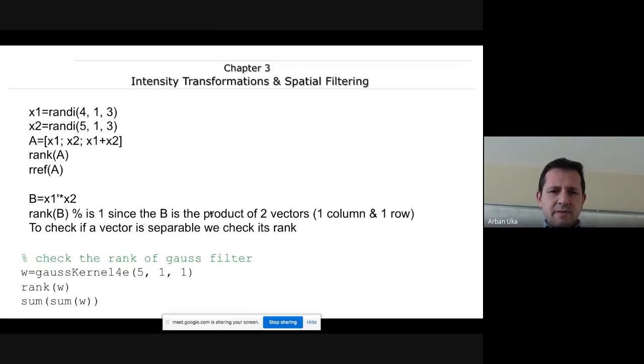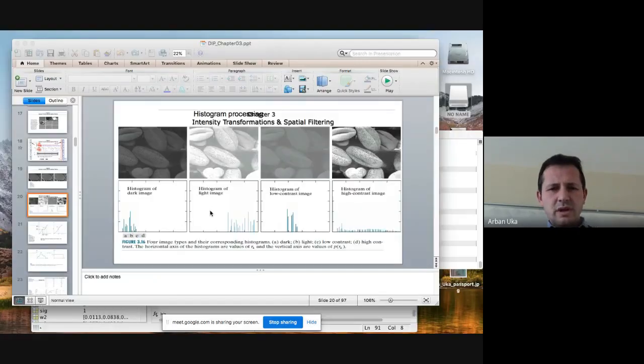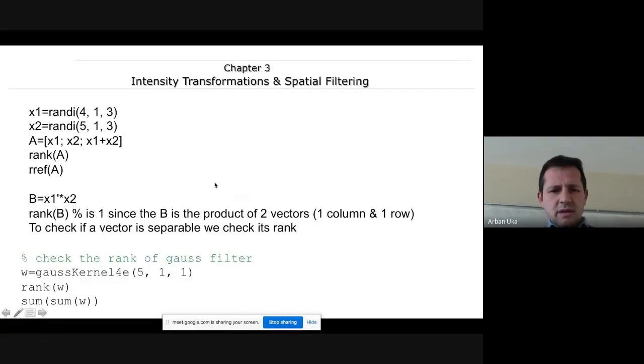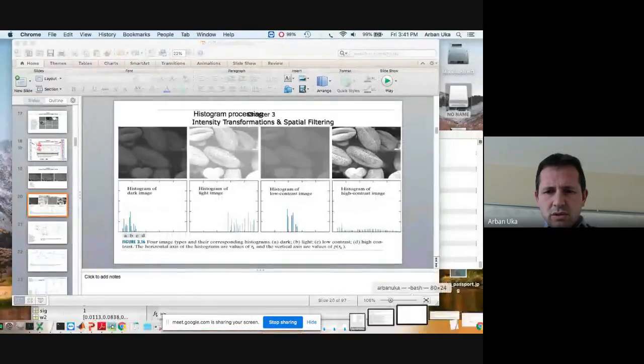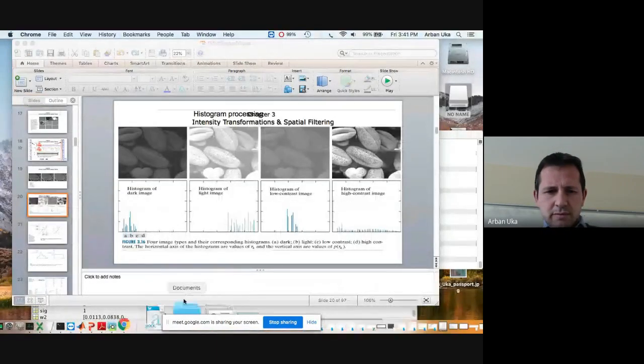So a filter is separable if its rank is 1. And the rank of a filter is 1 if it can be written as a product of one column and one row. So that's all we needed to do. That's all that we wanted to go over.